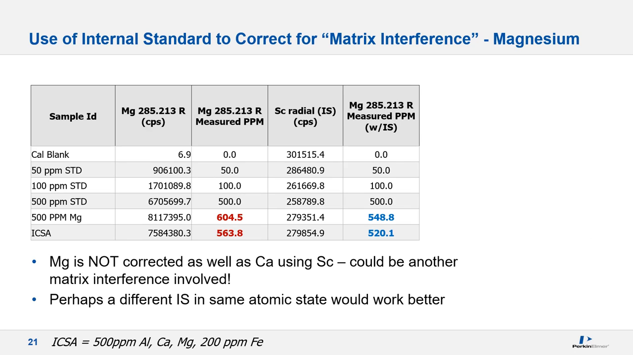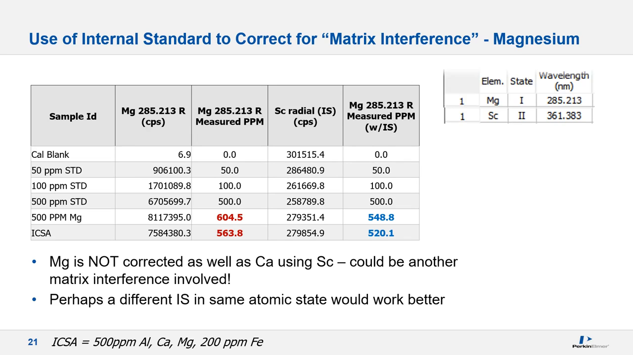Well, maybe not so fast when we take a look at the magnesium results. Here we see that magnesium values in my two samples, the single element magnesium and the ICSA, shown in red in the middle column, are even more out in the initial measurements without the scandium internal standard applied than the calcium results were initially. Reprocessing this data using the scandium internal standard applied to magnesium, shown in the rightmost column in the blue text, improves things, but not completely. This could mean that another interference effect is involved. This is pretty common, that there is more than one type of matrix interference occurring in a sample.